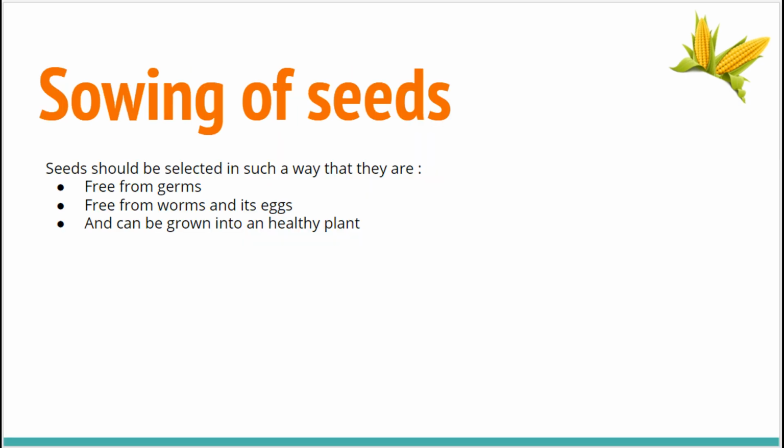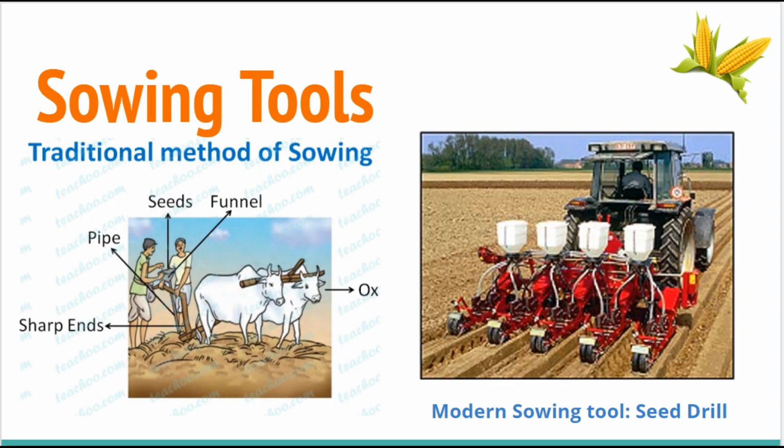Seeds are selected because seeds must be free from germs, free from worm eggs, and they must grow into a healthy plant. So after selecting the seeds, they are sown with the help of traditional tools or modern tools. Some of the traditional tools and their pictures are given on your screen.